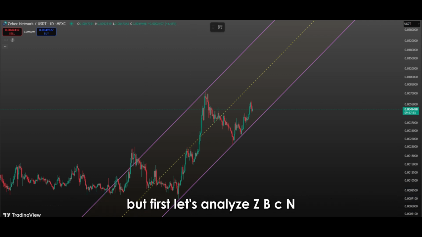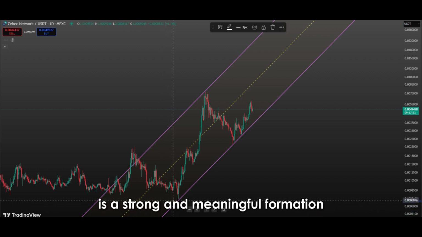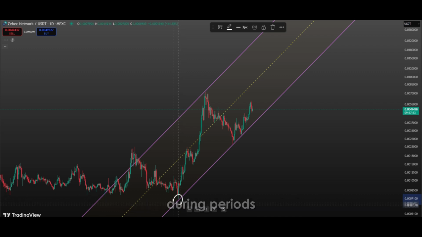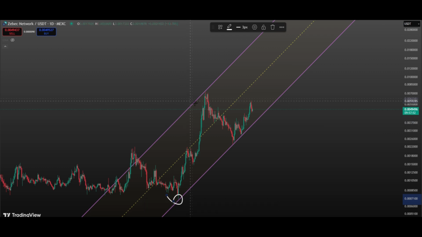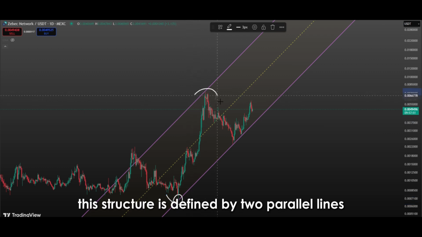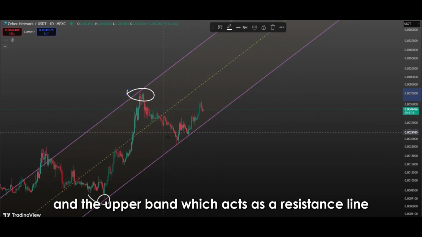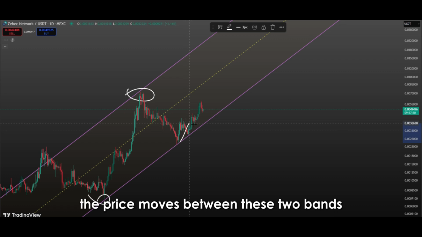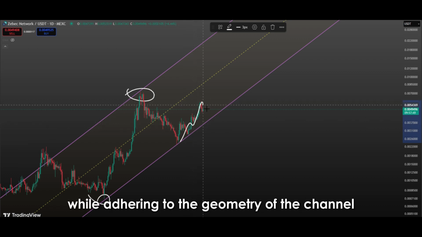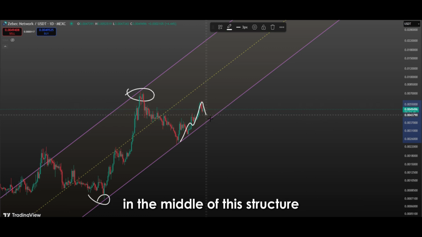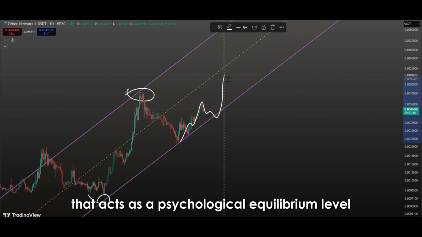But first, let's analyze ZBCN. An ascending channel structure is a strong and meaningful formation observed in technical analysis during periods when the price consistently forms higher lows and higher highs. This structure is defined by two parallel lines, the lower band, which acts as a support line, and the upper band, which acts as a resistance line. The price moves between these two bands, oscillating within certain cycles while adhering to the geometry of the channel. In the middle of this structure, there is typically a midline that acts as a psychological equilibrium level.